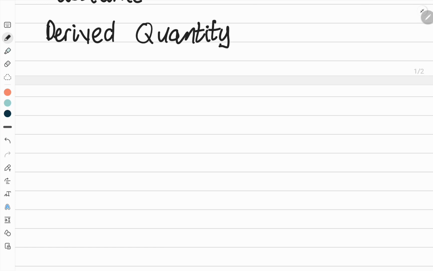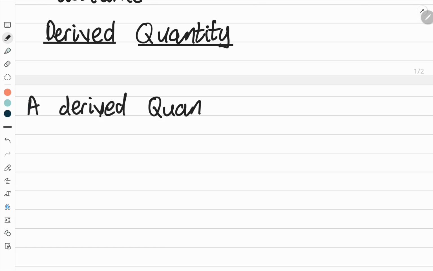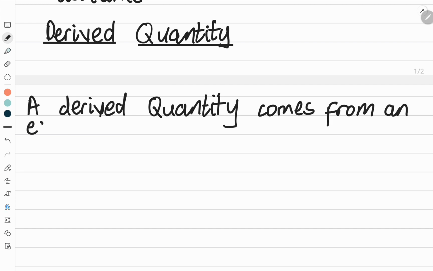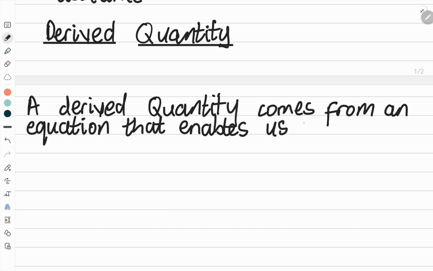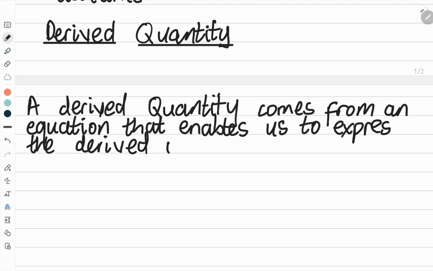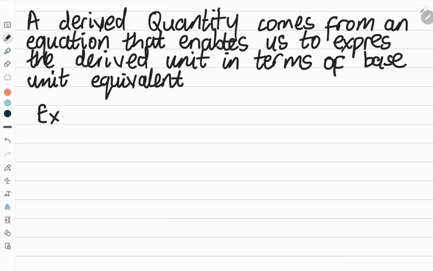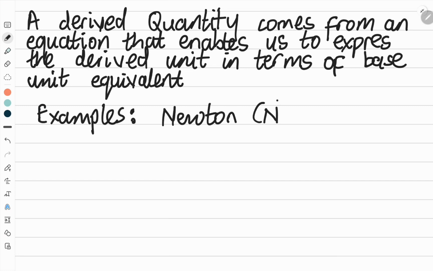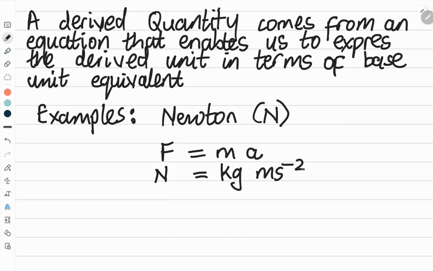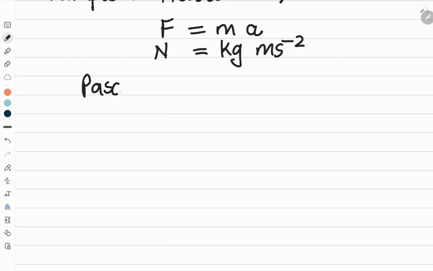Now we look at derived quantities. A derived quantity comes from an equation, and this equation allows us to express the derived quantity in terms of equivalent base units. Example, we have the Newton, which is a unit for the derived quantity force. Force comes from mass times acceleration, which implies the Newton is equivalent to kgs for mass multiplied by meters per second squared for acceleration.